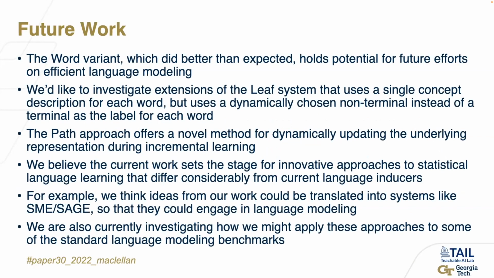Just looking forward into the future, the word variant did better than we expected. So we actually think it's worth exploring some variations of that approach. We'd like to investigate the leaf system a little bit more. It currently has pretty low performance. It's using just a single concept description. We'd like to explore the idea of dynamically choosing some intermediate representation for the words. The path approach offers a novel method for dynamically updating the underlying representation during learning. So we want to explore that some more.